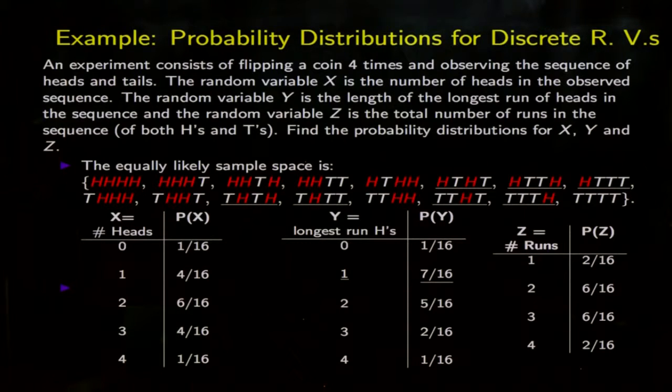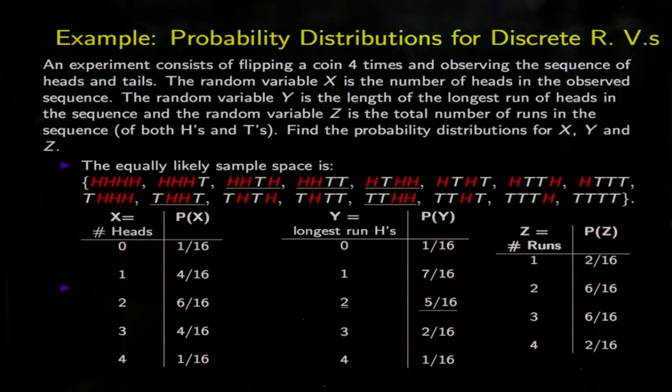Well, let's look at a couple of examples from y. Y is the longest run of heads. So to calculate the probability y equals 1, I have to figure out which of the outcomes in the sample space have the longest run of heads equal to 1. Well, I've gone through all of them, and I've underlined the ones where the longest run of heads equals 1. I found 7 in all, and they're all equally likely with a probability of 1 over 16, so the probability y equals 1 is 7 over 16.